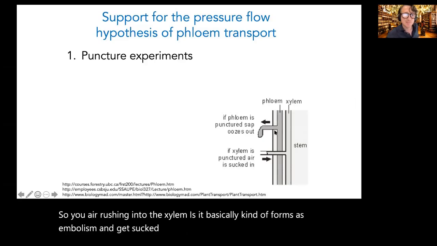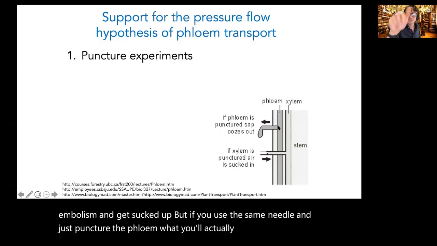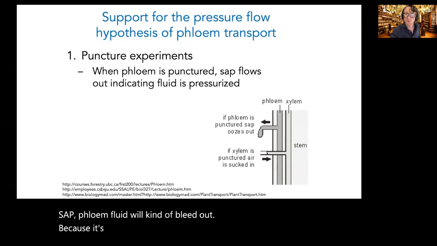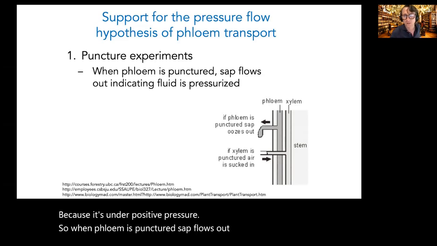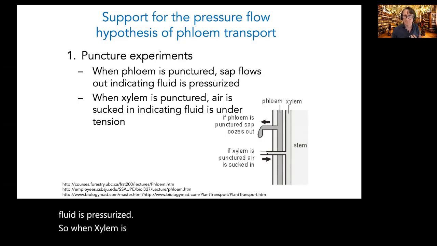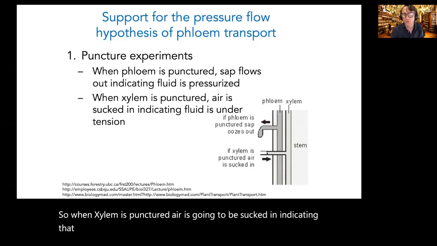But if you use the same needle and just puncture the phloem, what you'll actually find is that phloem sap, phloem fluid, will bleed out because it's under positive pressure. So when phloem is punctured, sap flows out, indicating that the fluid is pressurized. When xylem is punctured, air is going to be sucked in, indicating that the fluid is under tension, under pull, negative pressure.